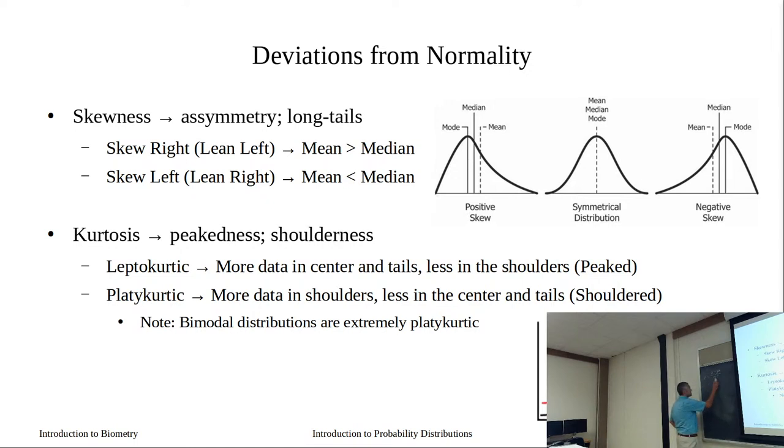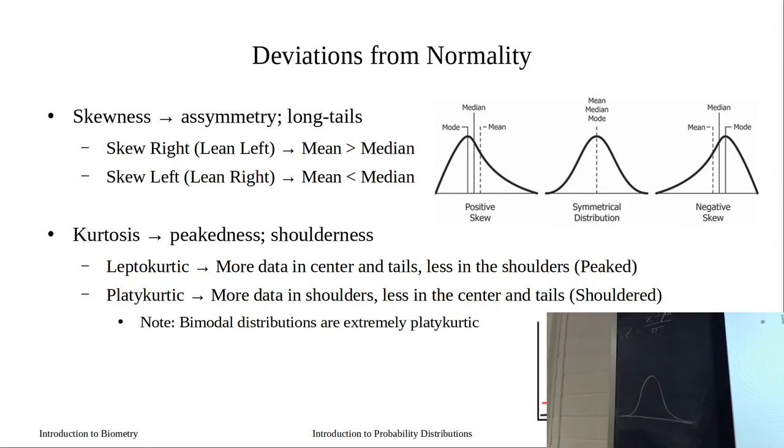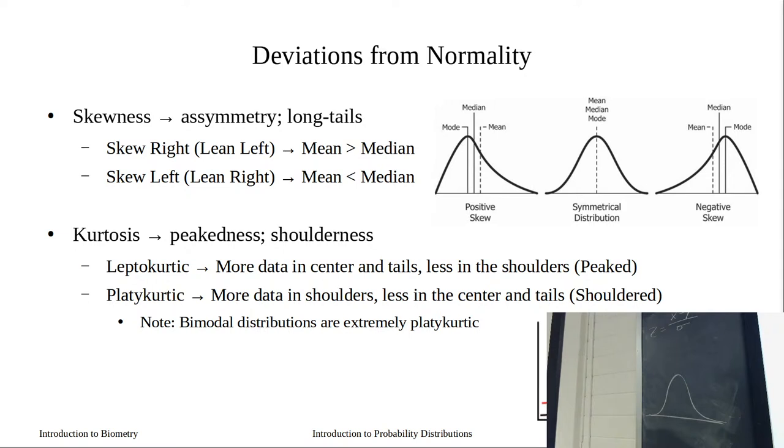So for comparison here, let me exaggerate a little bit. If we have a normal curve like that, pull this over, make it a little bit closer. All right, so that's our normal curve. If we are leptokurtic, then our curve will look something more like this, where we've got an excess number of points in our tails and in the peak, all right? And in our shoulders, we have a deficiency. We don't have as many points there as we expected. So that's a leptokurtic, very peaked distribution.